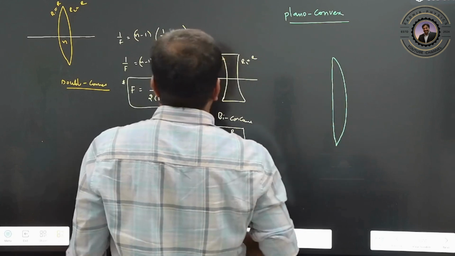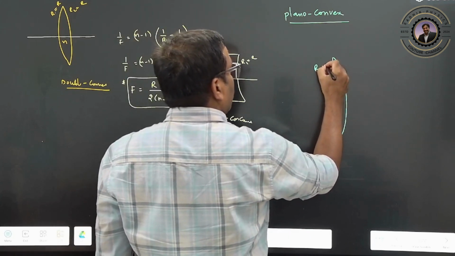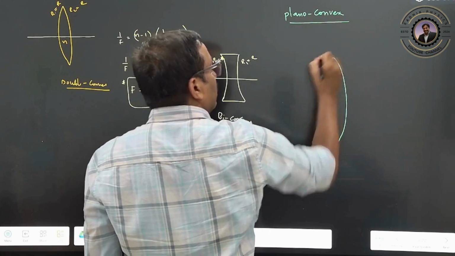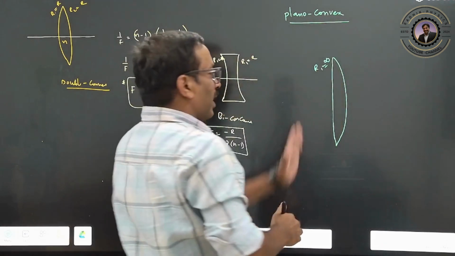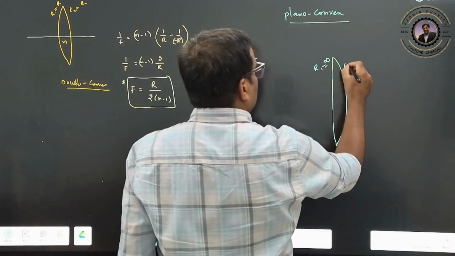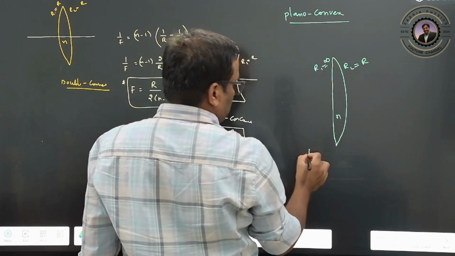Plano means one plane here, and convex means like this. Clear? So here R1 will be equal to, this is a plane, so what is the radius of curvature? It will be at infinity. You understand? A plane we cannot make like a radius, it goes on to infinity. So R2 will be equal to R, and we apply the lens maker formula.